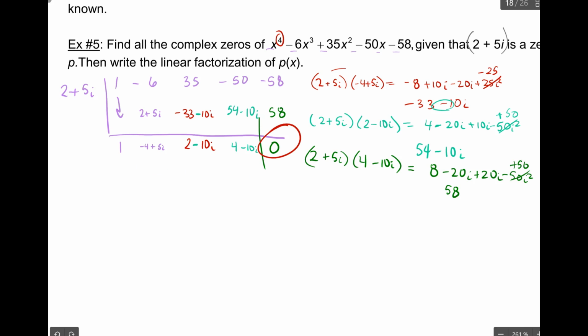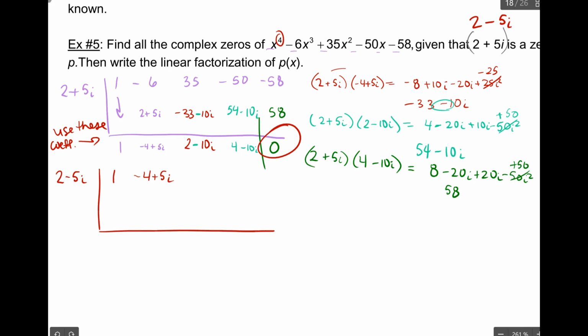Okay. So I know that 2 plus 5i was a 0, and since all complex numbers come in pairs, I know that 2 minus 5i is going to be another 0. So I'm going to do 2 minus 5i, and then I'm going to use the same coefficients. So I'm going to use these. Use these coefficients. So I have 1 minus 4 plus 5i, 2 minus 10i, 4 minus 10i.